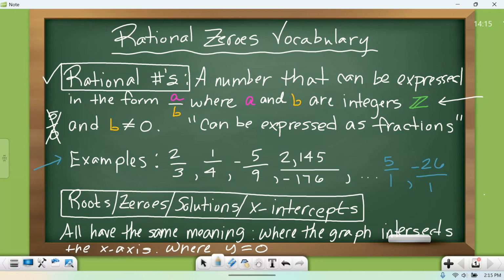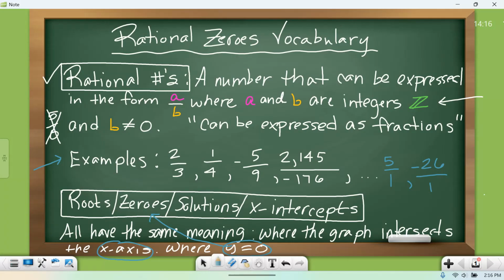The vocabulary at the bottom, roots, zeros, solutions, x-intercepts, for our purposes here, all mean the same thing. Those are the values where the graph intersects the x-axis, as you can see right here, and where y is equal to 0, which is where we get the term zeros. When y equals 0, that's when we're crossing the x-axis, the x-intercept.